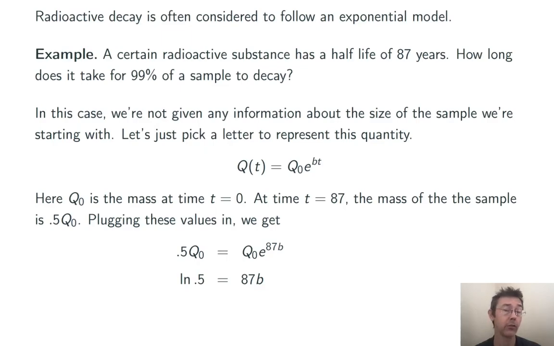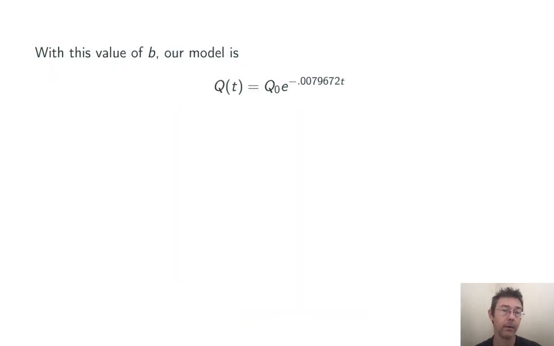And then I can take the natural log of both sides to get rid of that exponential function on the right. Dividing by 87, I get that b is 1/87th times the natural log of 0.5, which is about negative 0.0079672. So here's our model. I've just taken out b in my original equation and replaced it with the number that I got. This is as good as we're going to do here since we're not given Q naught. We're not given sufficient information to find Q naught.